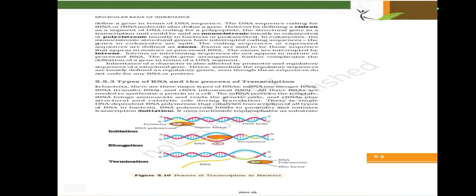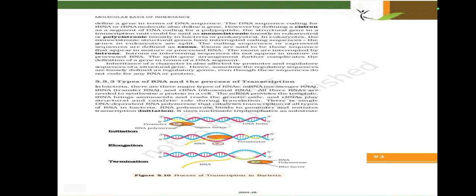However, by defining a cistron as a segment of DNA coding for a polypeptide, the structural gene in a transcription unit could be said to be monocistronic, mostly in eukaryotes, or polycistronic, mostly in bacteria or prokaryotes. In eukaryotes, the monocistronic structural genes have interrupted coding sequences.